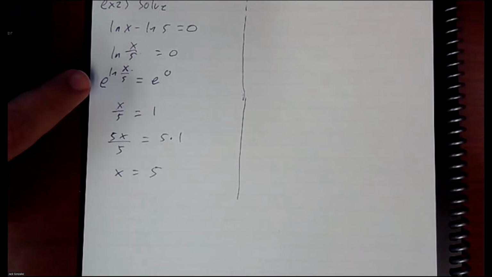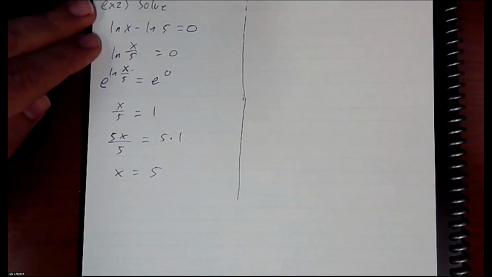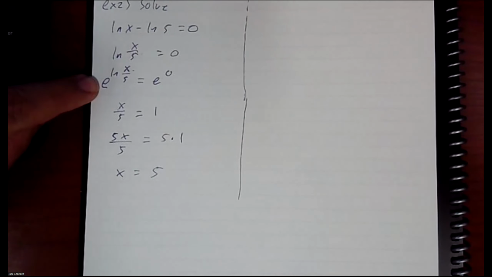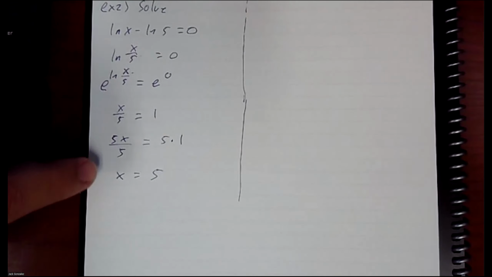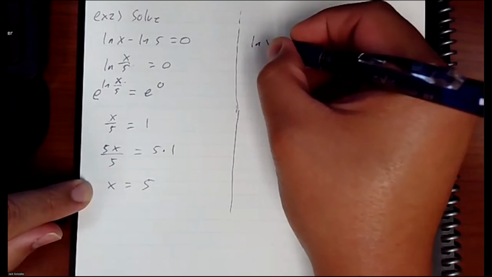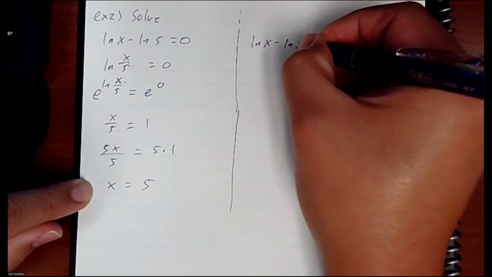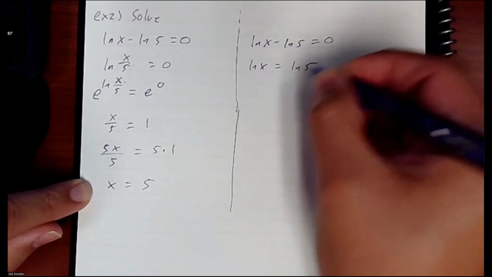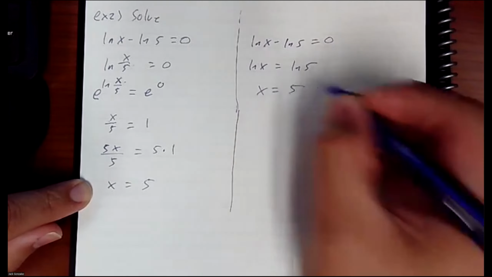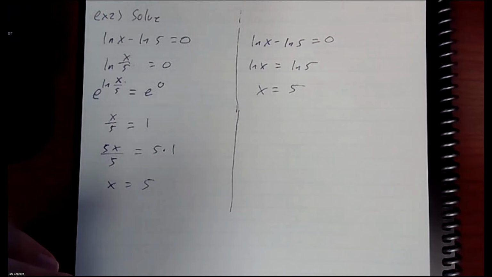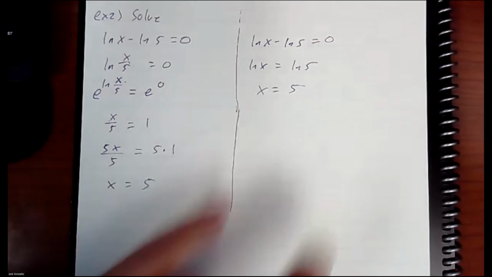So this is the method I want you to use every single time because it will always work. You combine all your logs, introduce a matching base, cancel the log, solve for x. The method that they might show in the examples, they're going to show you both, is the definition: these are the same base, so set the arguments equal to each other, which seems super easy, right? But that only works if they're exactly the same.